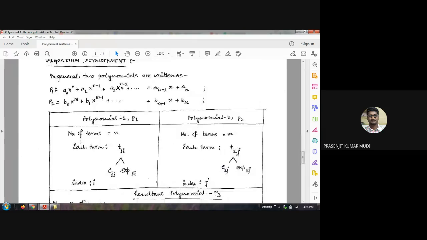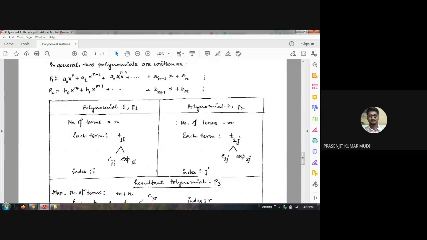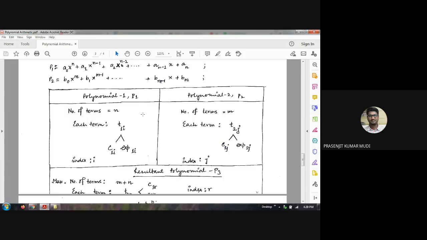Now, algorithm development. In general, 2 polynomials are written like this. The first polynomial has degree n, and the second polynomial is of degree m. There is a slight mistake. In polynomial 1, we want to understand some notations. The number of terms in the first polynomial should be n plus 1. And here the number of terms will be m plus 1. So make it correct, please.